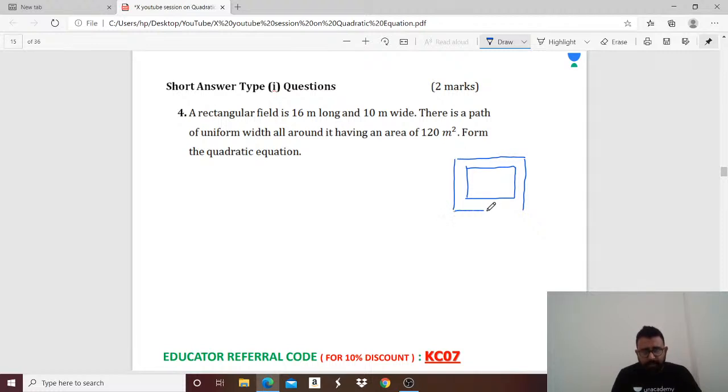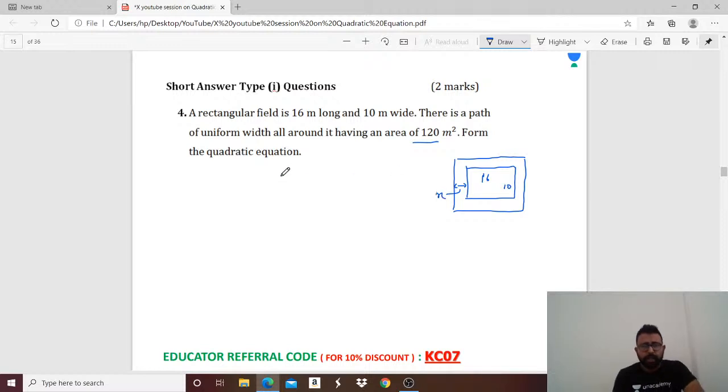This is the rectangular field, right? So the length is 16 meter, breadth is 10 meter. A rectangular field, 16 meter long, 10 meter wide. There is a path of uniform width all around it having an area of 120 meter square. So let this path width be x.